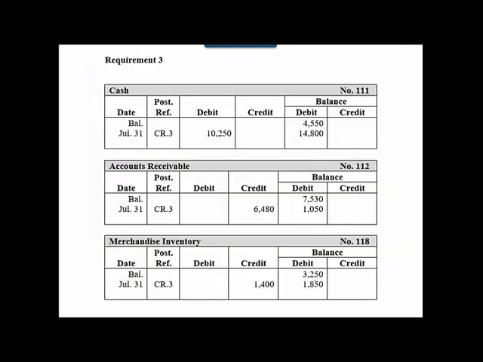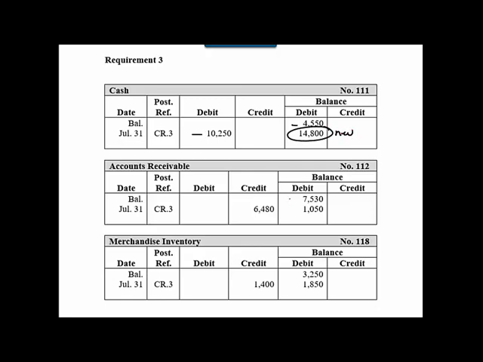So this is what this one looks like. We've got a couple of these here. So cash, I started with $4,550. I debited, so I add those together, and my new balance is $1,480.